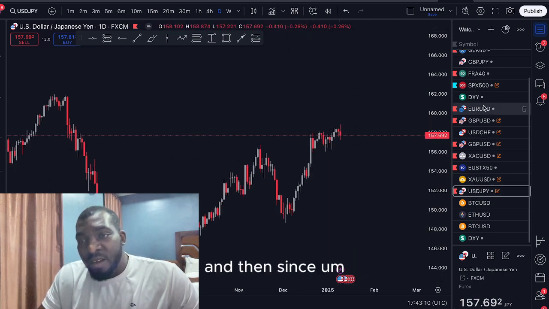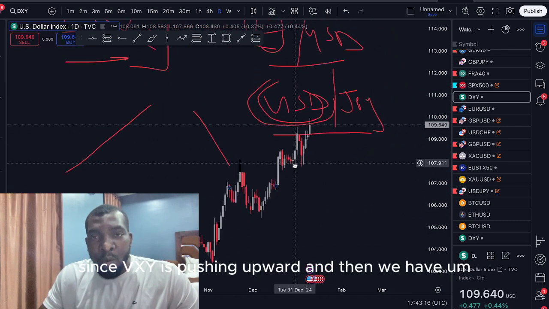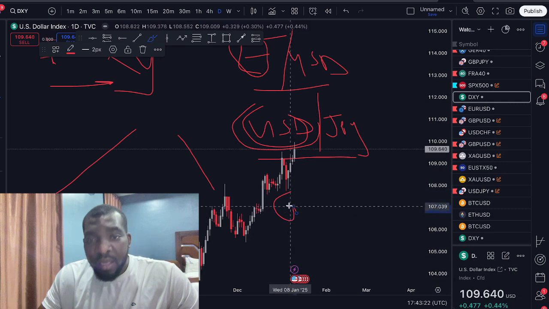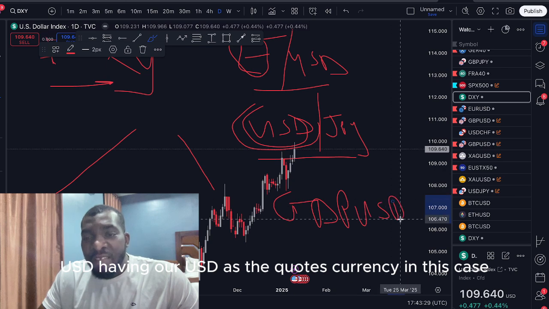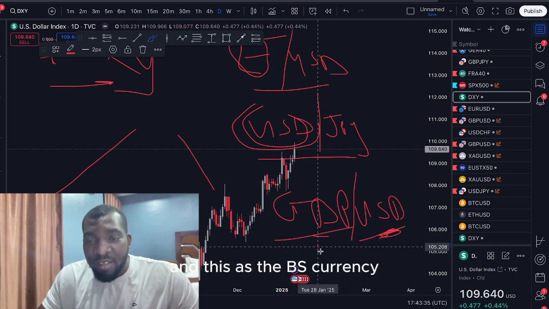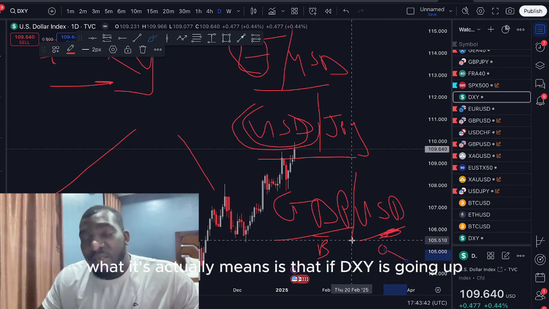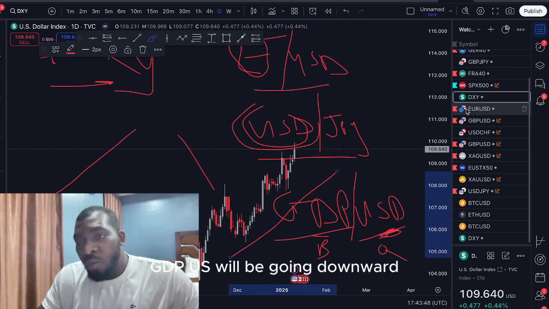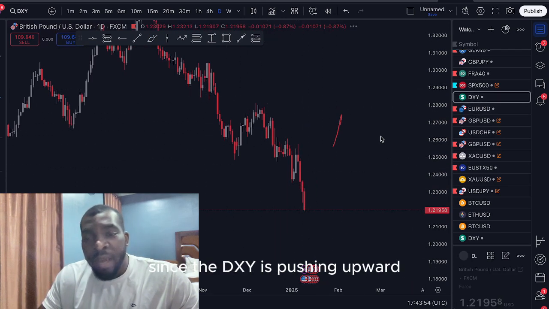If you got what I explained correctly, since DXY is pushing upward, a currency pair like GBP/USD has USD as the quote currency, and GBP is the base currency. Since USD is the quote currency, it means that if DXY is going up, GBP/USD will be going downward, which we can see here: GBP/USD right now is pushing downward since the DXY is pushing upward.